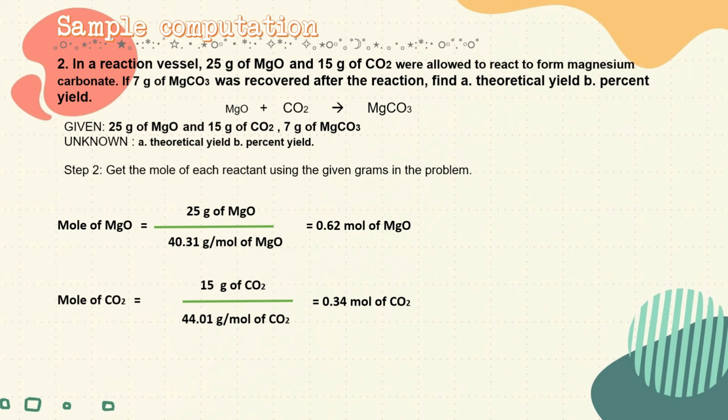We have 25 gram of magnesium oxide. Nasa given natin yan. And this one, yung 40.31 gram per mole. Again, pag gram per mole, that is molar mass. So, i-divide lang natin sila. Makukuha natin yung 0.62 mole of magnesium oxide. Then, proceed tayo sa mole of carbon dioxide. We have 15 gram of carbon dioxide divided by 44.01 gram per mole of CO2, that is equal to 0.34 mole of carbon dioxide.